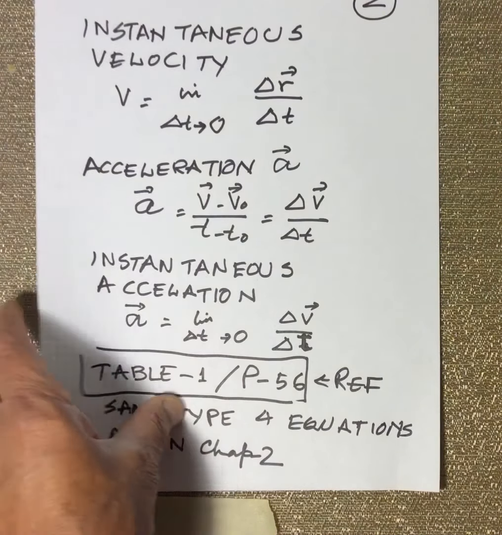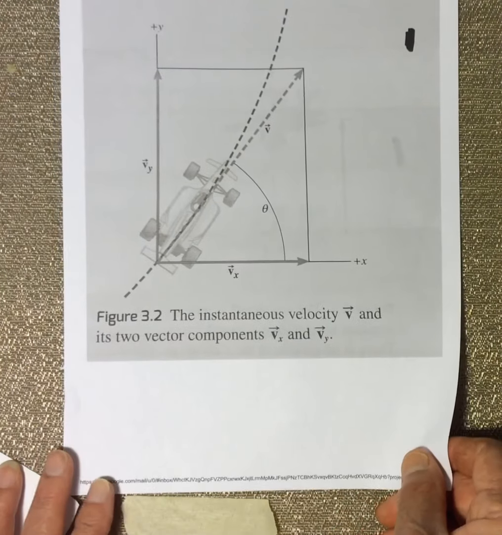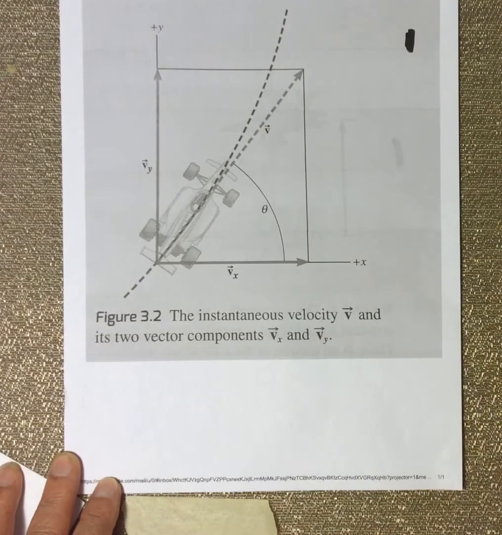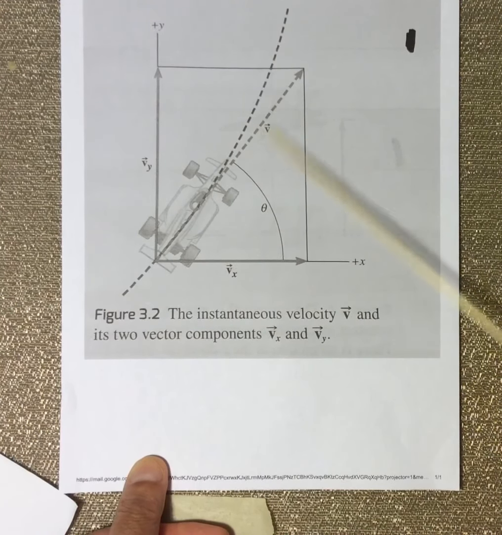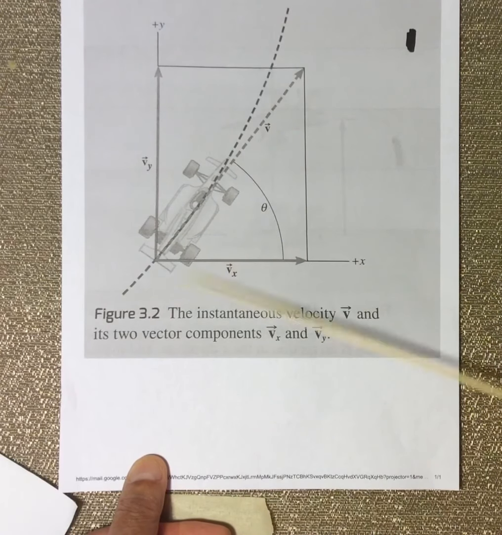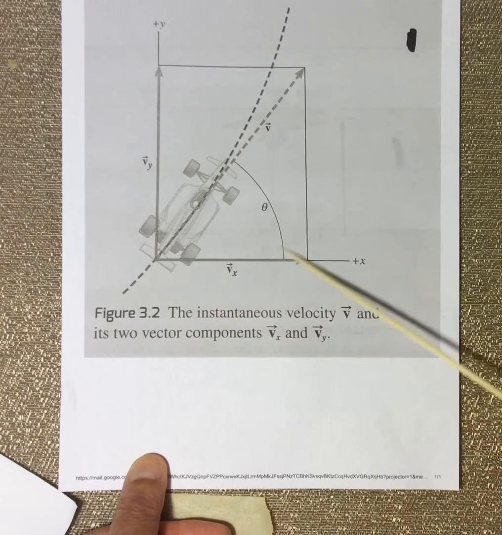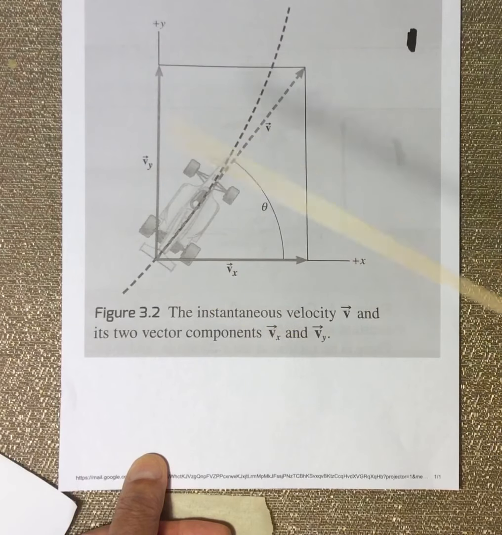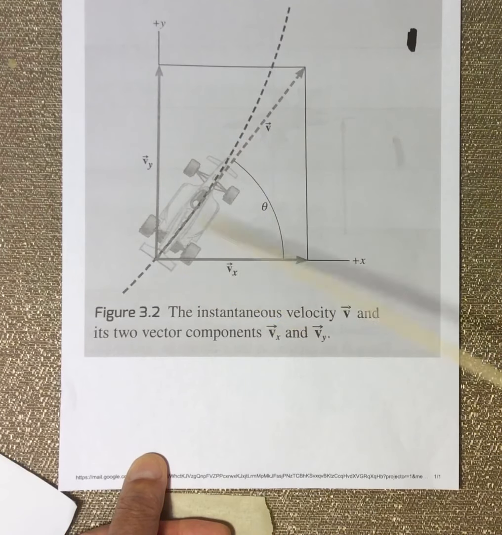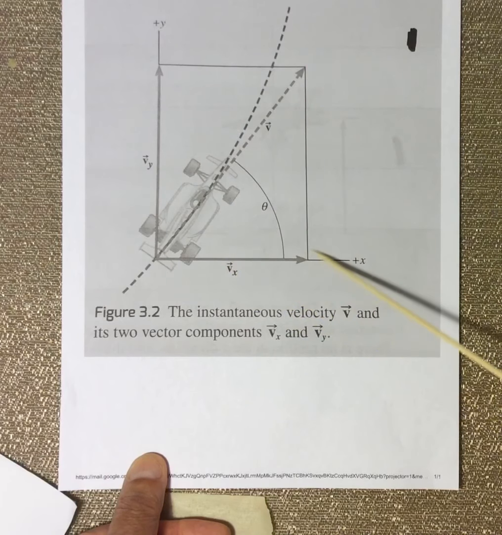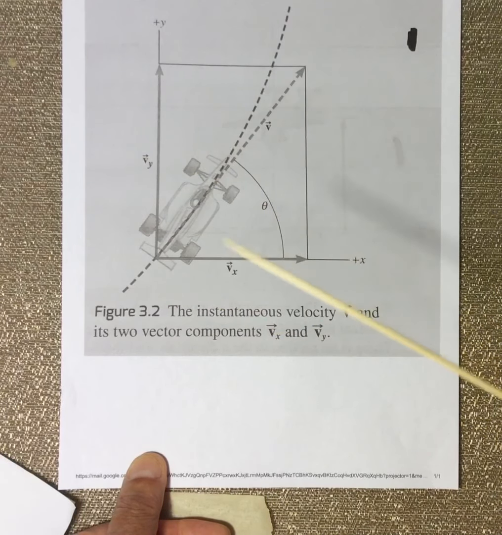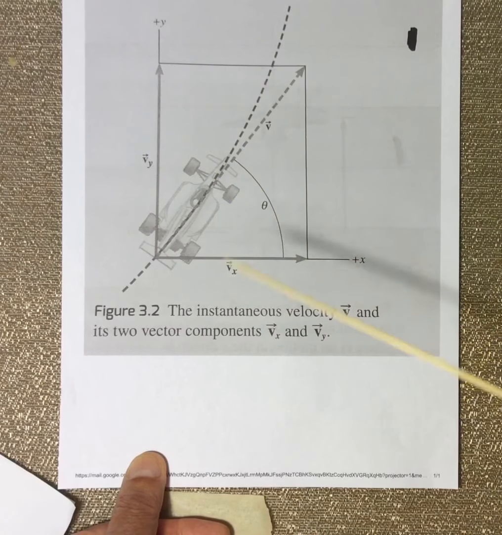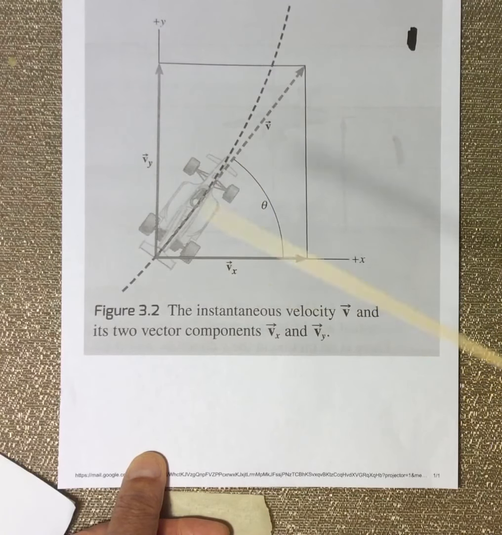Now look at this. Here you have the vector which you are going to resolve in the direction of x and y. You see this is your resultant. Then delta v will be delta vx and delta vy, but you don't do that here. It's only vx and vy.